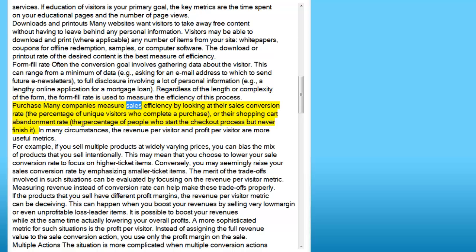Purchase: many companies measure sales efficiency by looking at their sales conversion rate, the percentage of unique visitors who complete a purchase, or their shopping cart abandonment rate, the percentage of people who start the checkout process but never finish it. In many circumstances, the revenue per visitor and profit per visitor are more useful metrics.